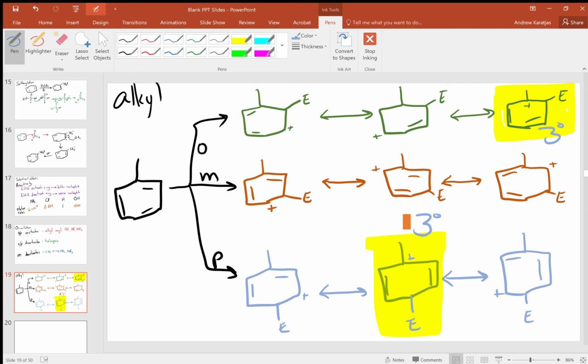And typically we know that if an intermediate like that is more stable, then that likely means that the activation energy to get to that intermediate is also going to be lower. So again, the ortho and para substitution positions both give us a tertiary carbocation, where all 3 resonance forms for meta are secondary.